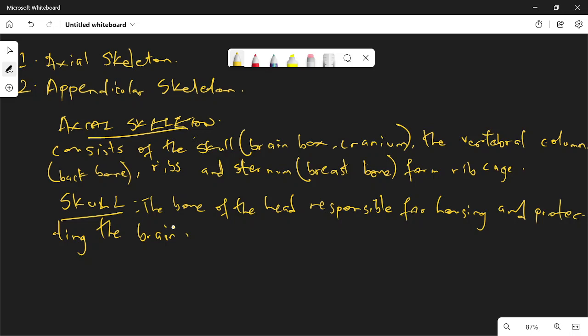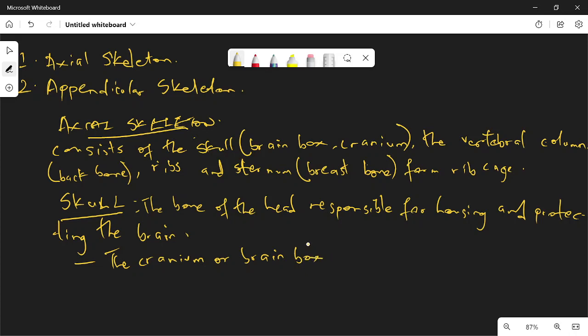So it is the function of the skull. Now the skull has three parts. The skull is divided into three. One, like I said earlier on, and that is where it got the name from, is the cranium or brain box.